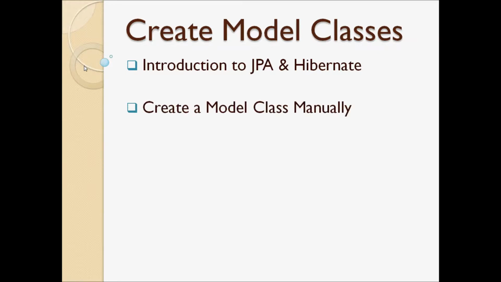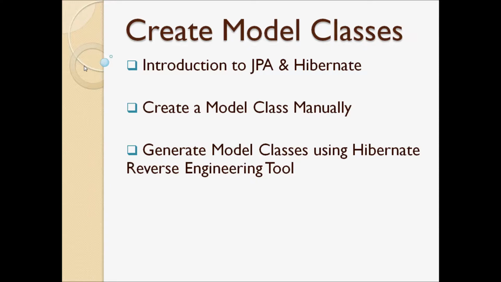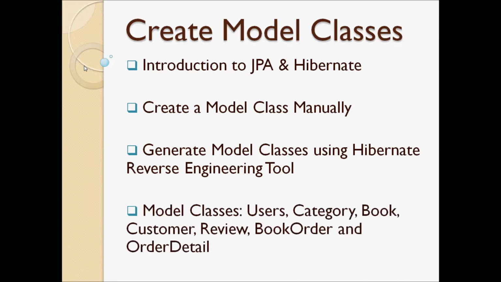Then I will show you how to create a model class manually using JPA annotations and test it with a small program. And for the rest of the model classes, you will learn how to use the Hibernate reverse engineering tool for generating the code automatically. The model classes we are going to create in this section are users, category, book, customer, review, book order, and order detail. These classes correspond to the 7 tables in the database.